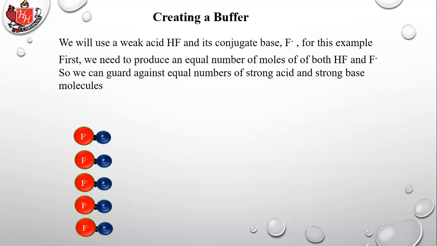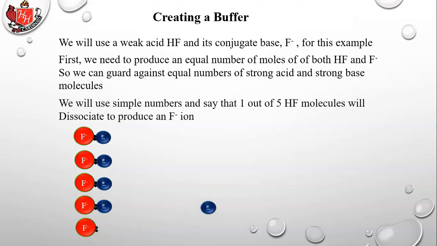So if you look down below, you see 5 hydrofluoric acid molecules. So we will use simple numbers and say that 1 out of 5 hydrofluoric acid molecules will dissociate to produce F minus ions. That's in pure water. The number is obviously much, much smaller than that, but we're trying to keep the number simple. So you see that that just happened. You now have 4 hydrofluoric acid molecules and 1 fluoride ion there. The proton we don't care about at this point. It went off somewhere to another molecule.